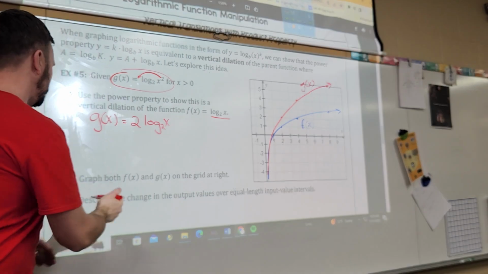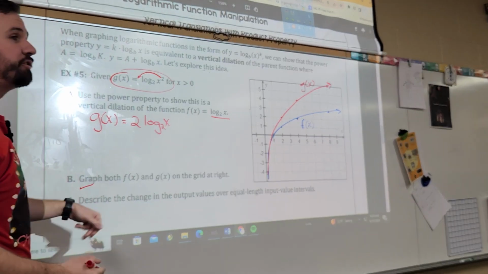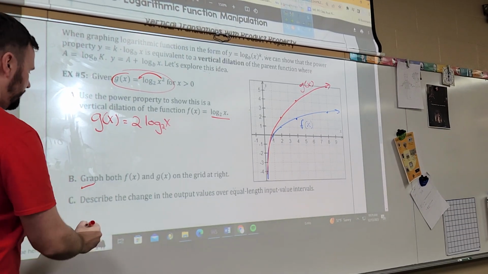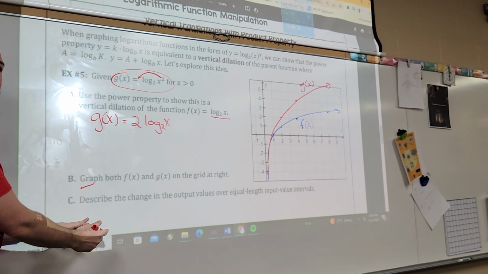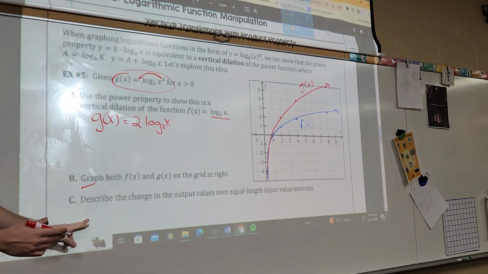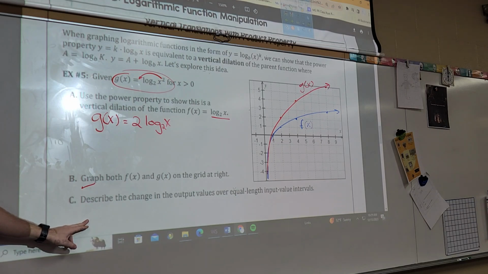All right, so we graphed it. Now describe the change. Can you guys see if I write down here? I feel like Julia has to look through this and me. I'm in the way.